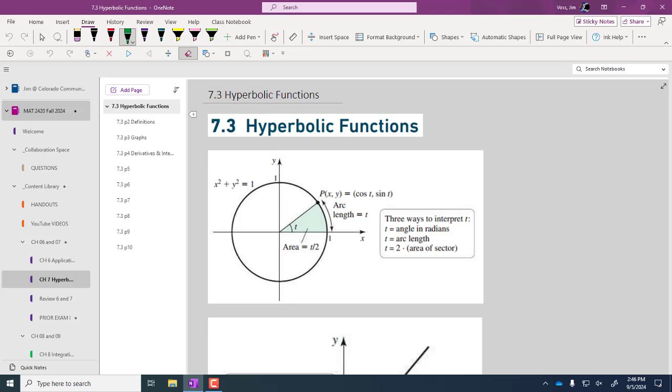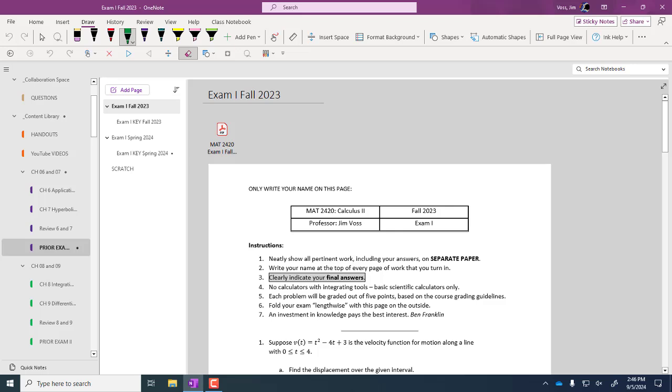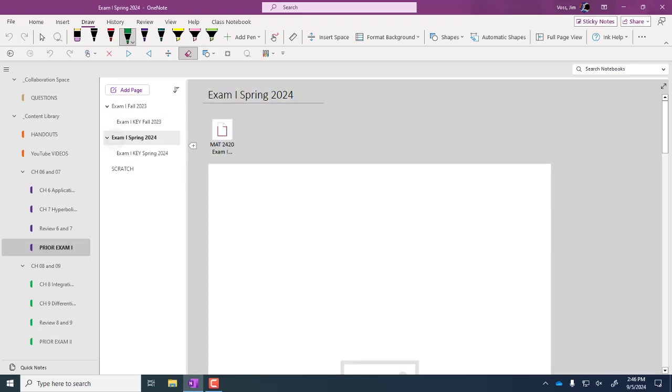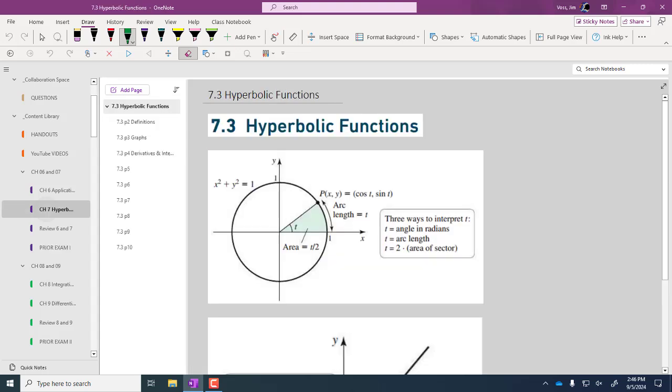Remember that in OneNote, prior exams are right here with the answer keys. So the test that was in the spring, the answer key in the spring, it's all right there. And this 7.3 is on the test a week from today, but we're only going to do the very basics of 7.3, just a cursory introduction to hyperbolic functions.